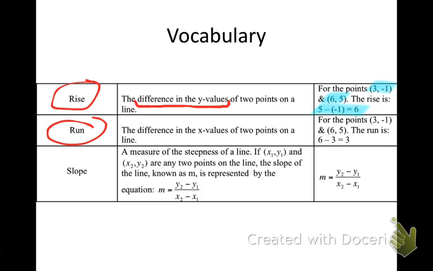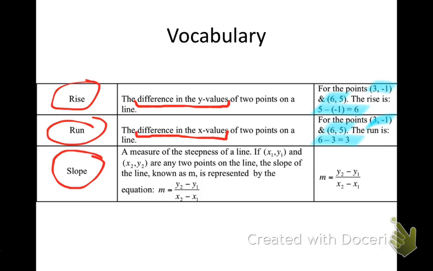The run would be the difference in the x values. Okay, so if I'm given the same coordinates, 3 and negative 1, and then 6 and 5, the run is the difference of my x values. So 6 minus 3 equals 3. Okay. And then, yes, we're talking about slope today.